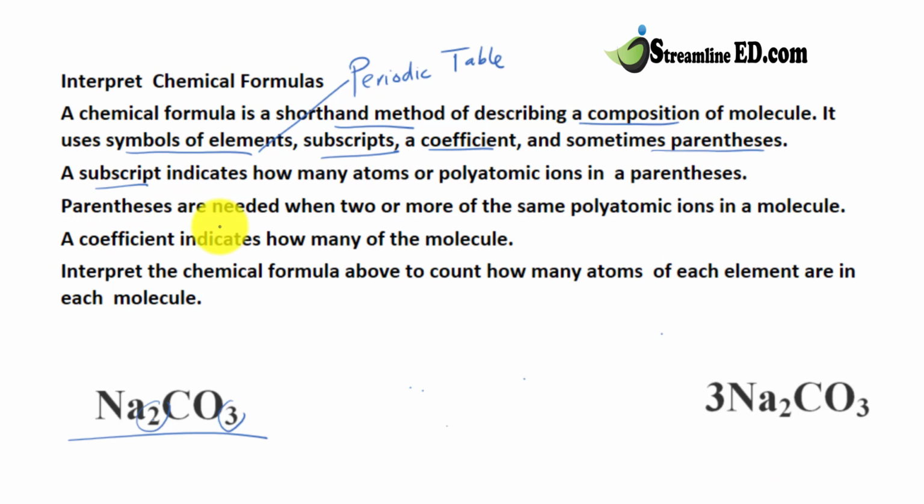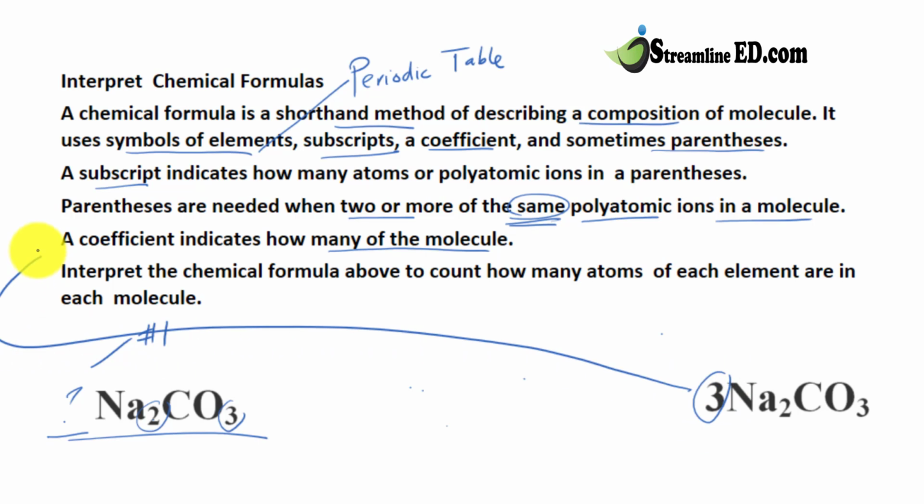Then we have parentheses, which are needed when there are two or more of the same, that's a key word right here, the same polyatomic ions in the molecule. Lastly, we have the coefficient, which indicates how many of the whole entire molecule. Here we don't have a coefficient, right? But we know it must be a number 1. Over here we have a coefficient of 3. So that tells you there are 3 of Na2CO3, the whole entire thing, okay? 3 of. So it's 3 times.